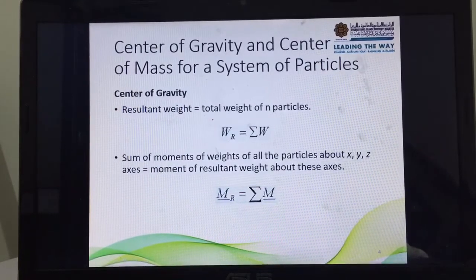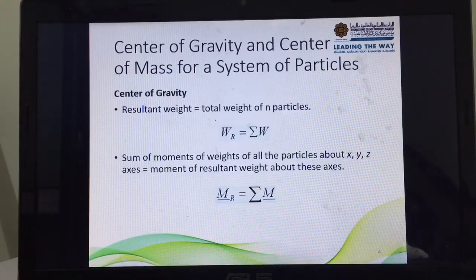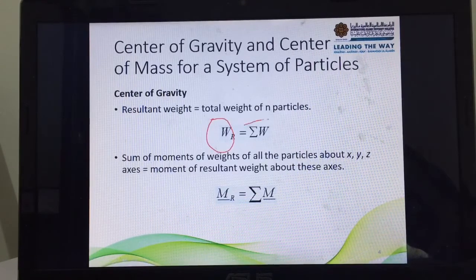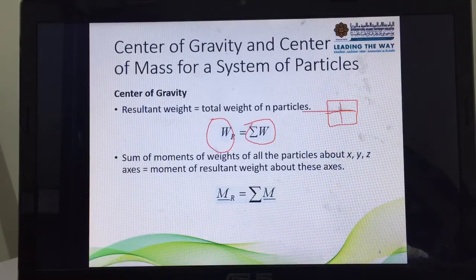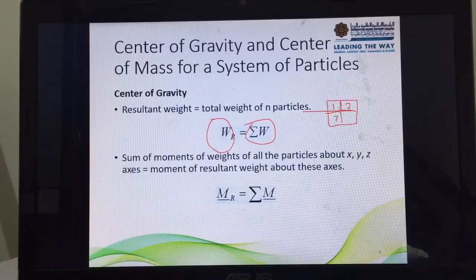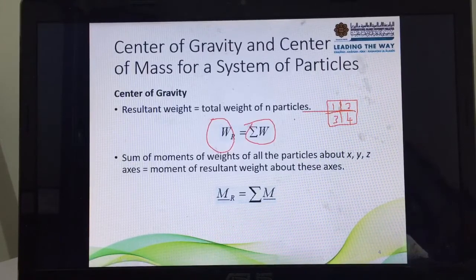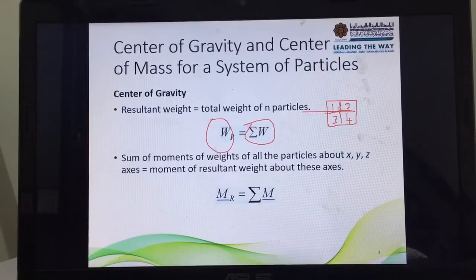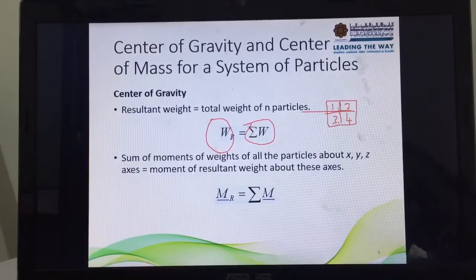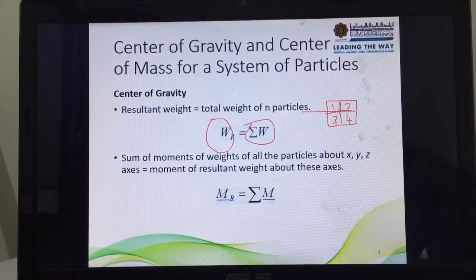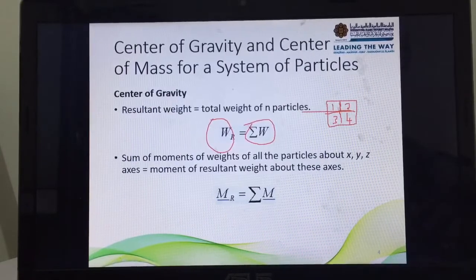Again, like I said, the resultant weight is actually the total weight of the particles. For instance, this is a body, and it has 4 particles. The resultant of particles 1, 2, 3, 4 will be this WR. So it will be W1 plus W2 plus W3 and so on. Of course, the particles will be very, very small. It won't have just 4 particles.